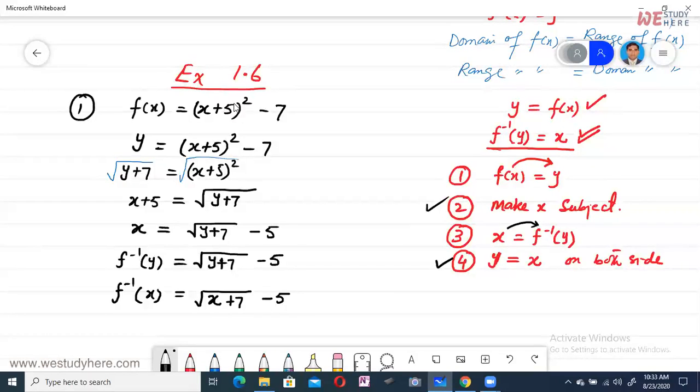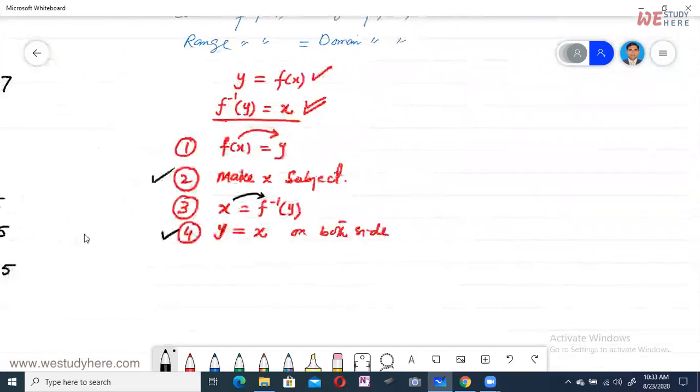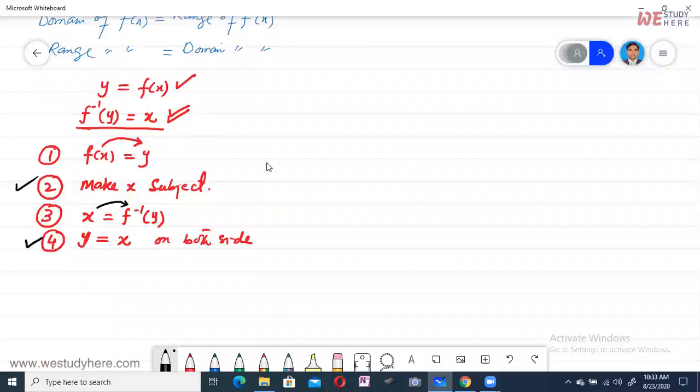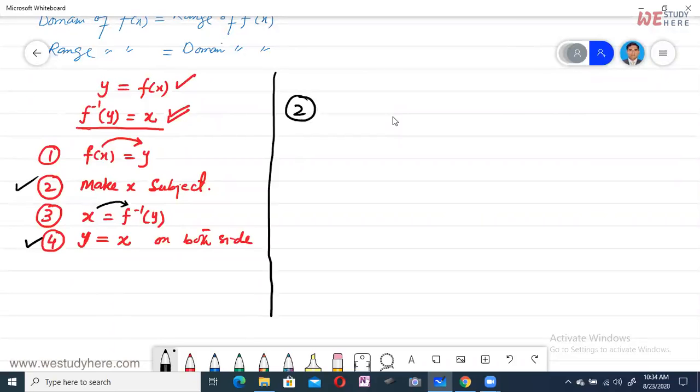These four steps should be in your mind. Okay. Now we are going to do the second question. Question number 2 is, f of x is equal to 6 divided by x plus 2, for x greater than or equal to 0. Find an expression for f inverse of x.